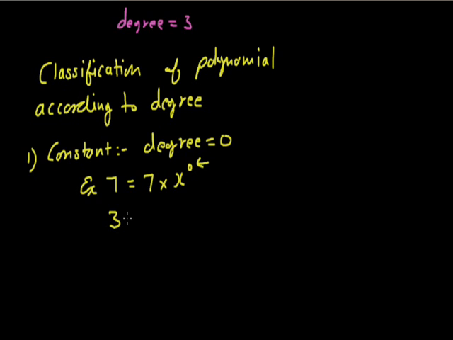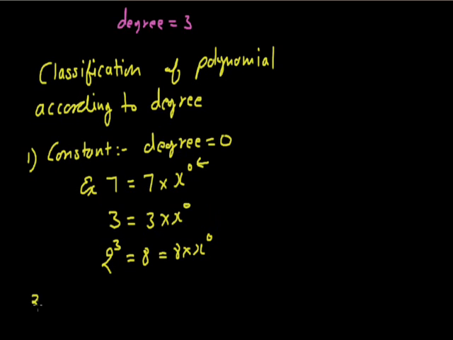What is the degree of 3? Again 3 into x raised to the power 0, that is 0. All constants have degree 0. For example, what is the degree of 2 raised to the 3? It is not 3, because 2 raised to the 3 can be written as 8, and 8 can be written as 8 into x raised to the power 0. So we can say the degree of 2 raised to the power 3 is 0.